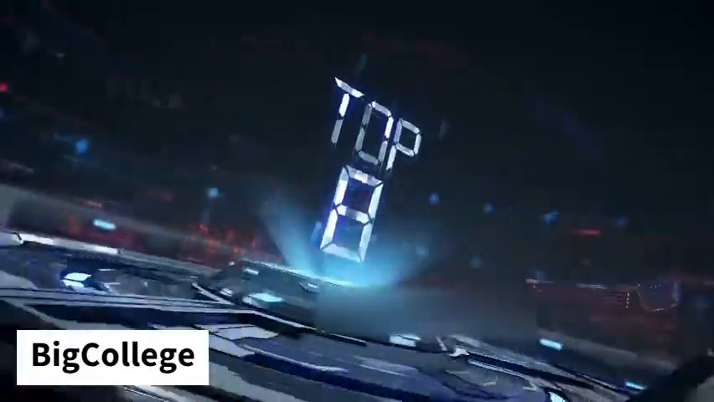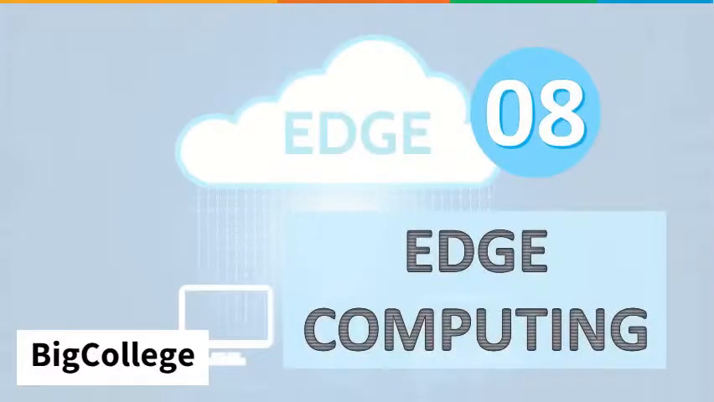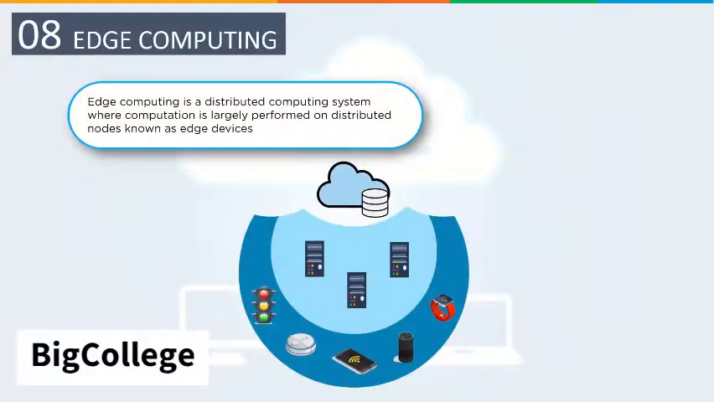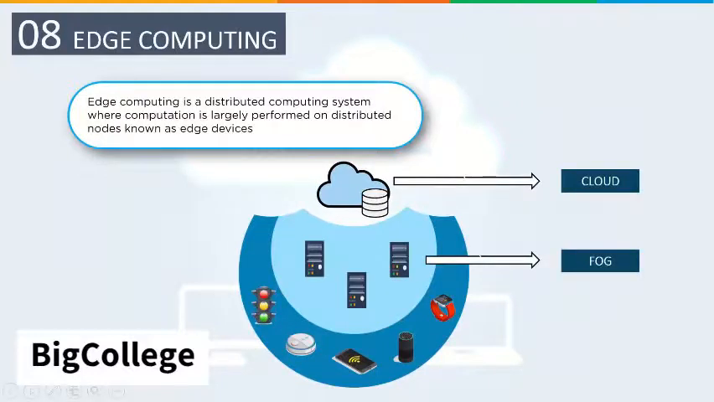At number 8, we have edge computing. With edge computing, we're using a distributed computing system where all the computation is taking place in a layer known as the edge layer. Now, this edge layer uses edge devices for the processing of data. Now, this is to make sure that the cloud computing system is optimized by having most of the data processing take place in these edge devices. So first we have the cloud layer, the fog layer where some of the processing takes place, and the edge layer where most of it takes place.